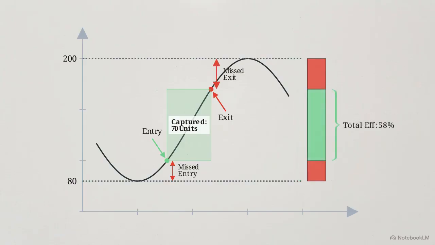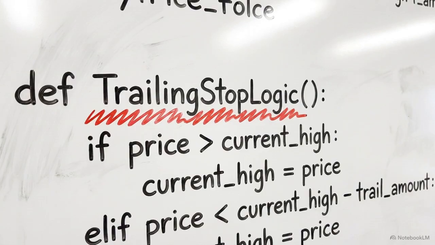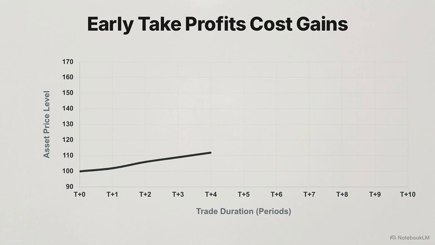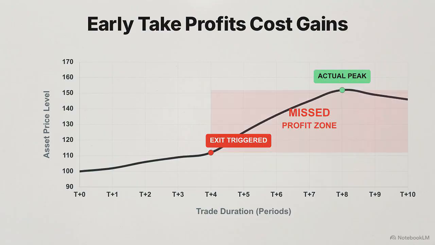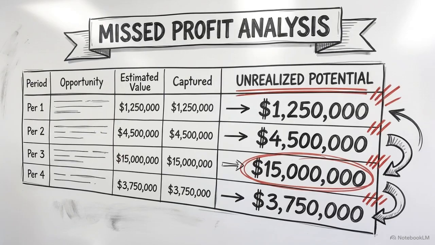A low exit efficiency score isolates a specific mechanical flaw. It typically indicates that the strategy is relying on suboptimal trailing stops or taking profits far too early in a trend. By tracking these metrics, a developer stops asking if a trade was profitable and calculates exactly how much potential profit was left on the table.